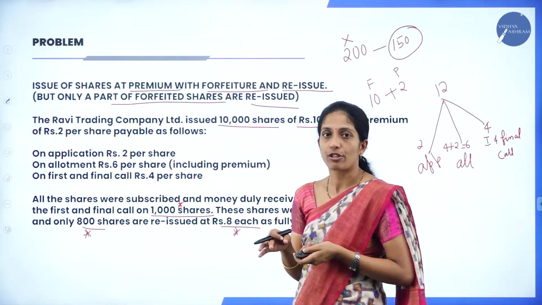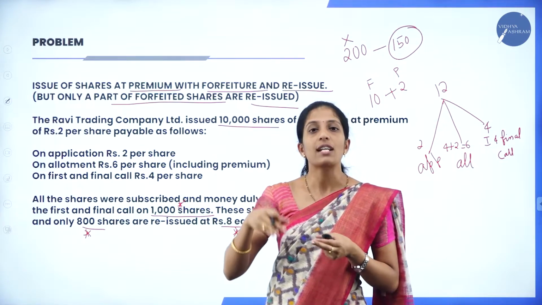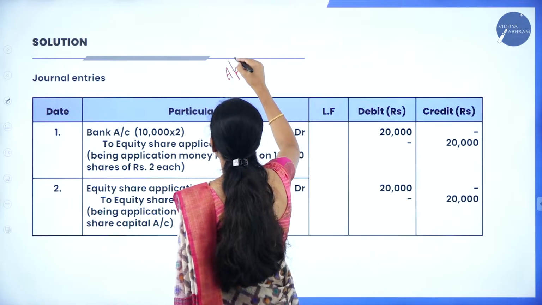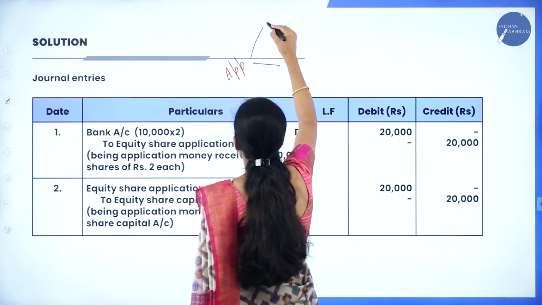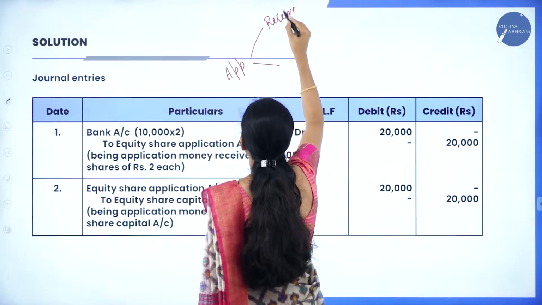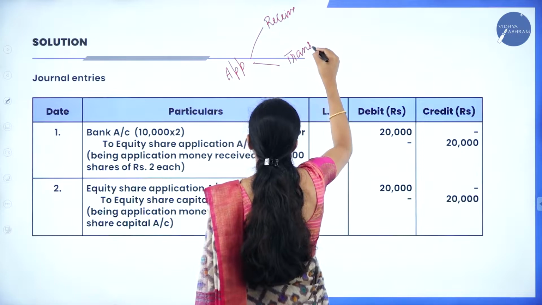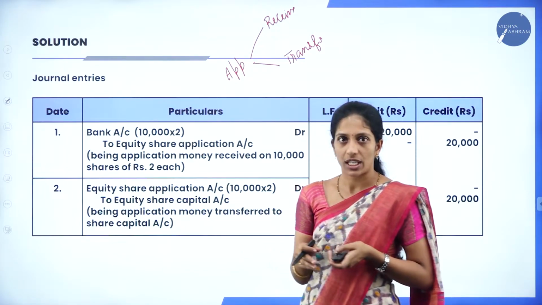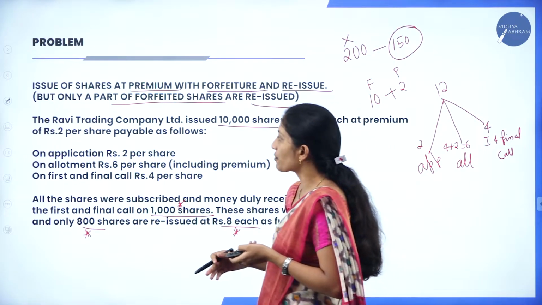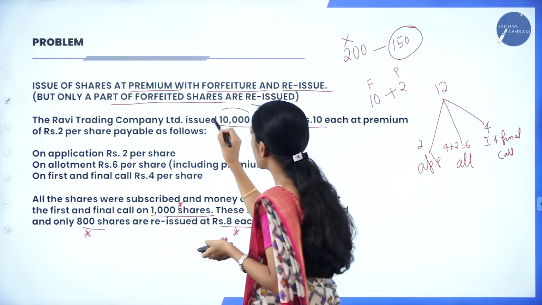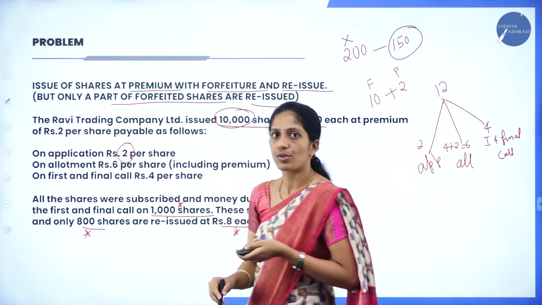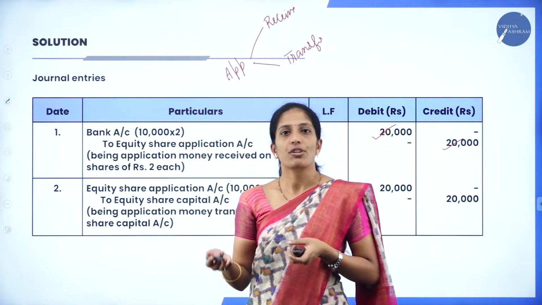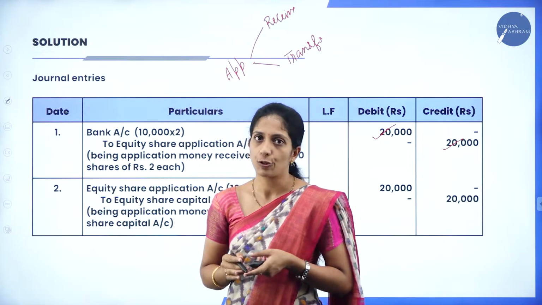Now we shall directly go through the solution. As usual, we are going to record stage by stage. What is the first stage? That is the application stage, where we have to record 2 journal entries. One is to receive the application money, the other is to transfer the application money. Now, what is the entry to receive the application money? Bank account debit to equity share application account. What is the number of shares? 10,000. What is the application money? 2. So 10,000 into 2, that is 20,000. Write the narration: being application money received on 10,000 shares of rupees 2 each.